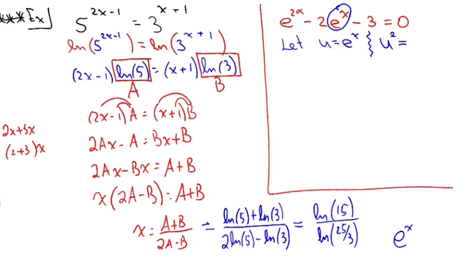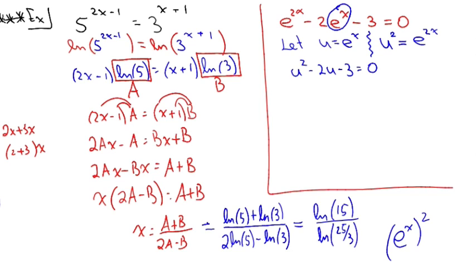E to the 2x, because a power to a power you multiply. So u squared becomes e to the 2x. And if this method is going to work, that has to be the first thing, which is e to the 2x. So where I see e to the 2x, I'm going to replace it with u squared. Wherever I see e to the x, I'm going to replace it with u. So this becomes u squared minus 2u minus 3 is equal to 0.